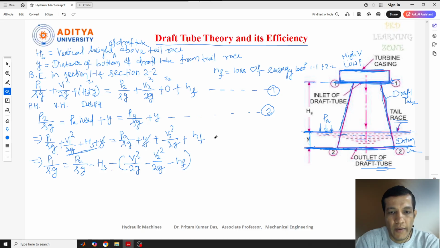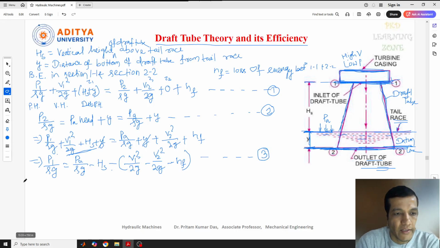Then this minus was plus here. V1 square by 2G will be converted to plus, and this will be minus, this is plus, that will be minus, and this is plus also, that will be minus. So if I multiply minus into this term, what I'll get is minus V1 square by 2G plus V2 square by 2G plus HF. That's it. So this is the equation of the pressure head at the inlet point.